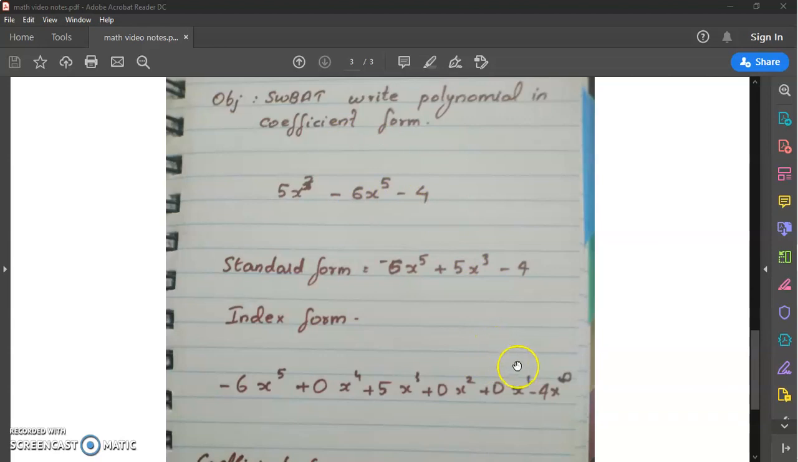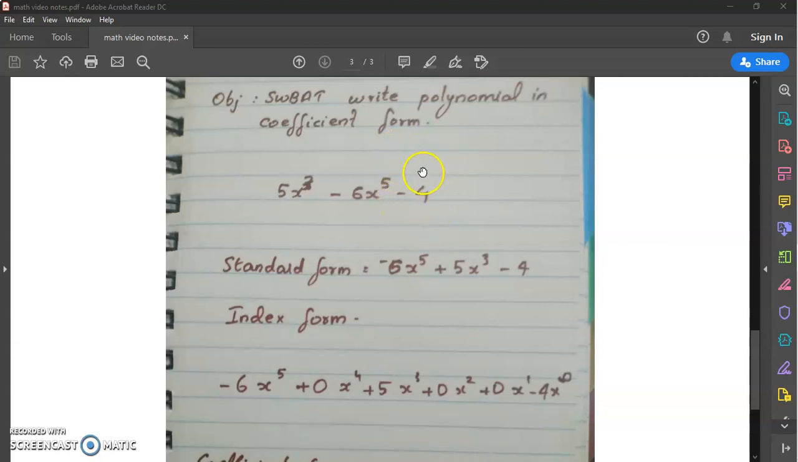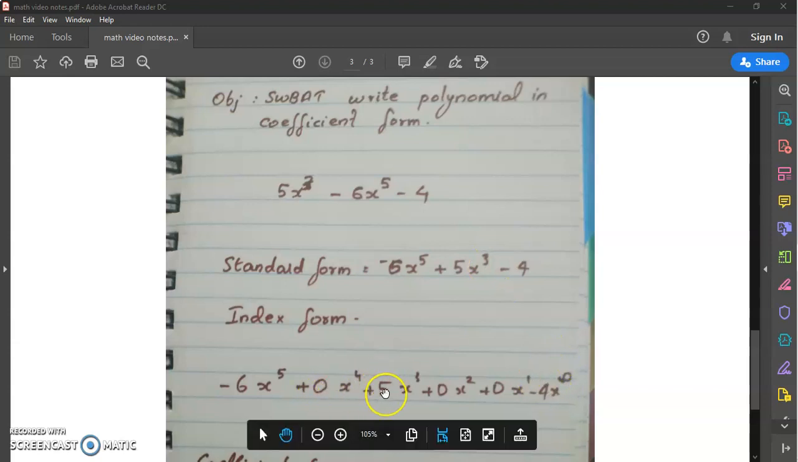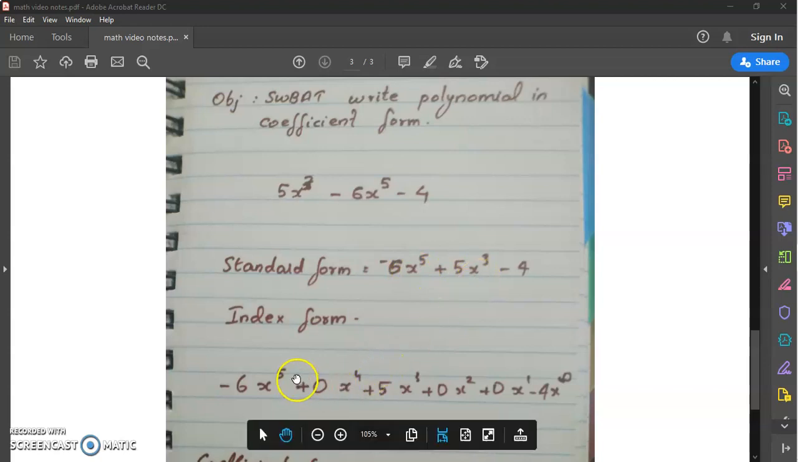What is left now? You have x raised to 0. X raised to 0 is equal to 1, right? Whatever number is raised to 0 is always 1. So you have one number left: the number sitting alone without any variable, without any alphabet, will be the one that goes with x raised to 0. Very simple. This will be the index form. So in standard form, you do not add any terms, you just arrange the powers in descending order. In index form, you arrange in descending order, but you also make sure that every term is there.